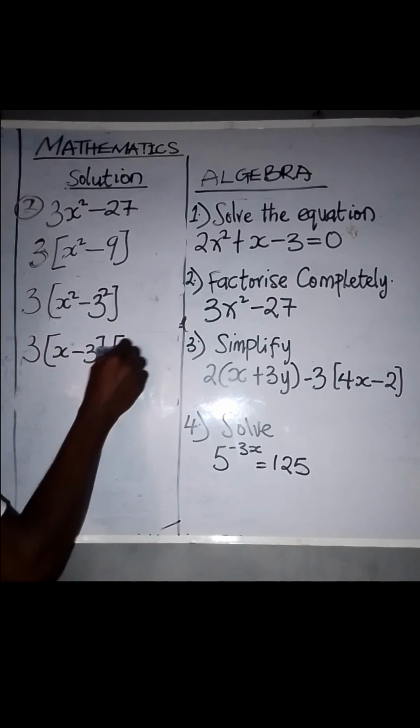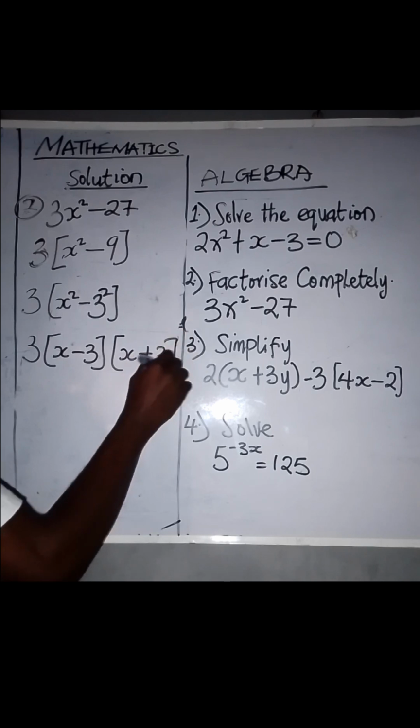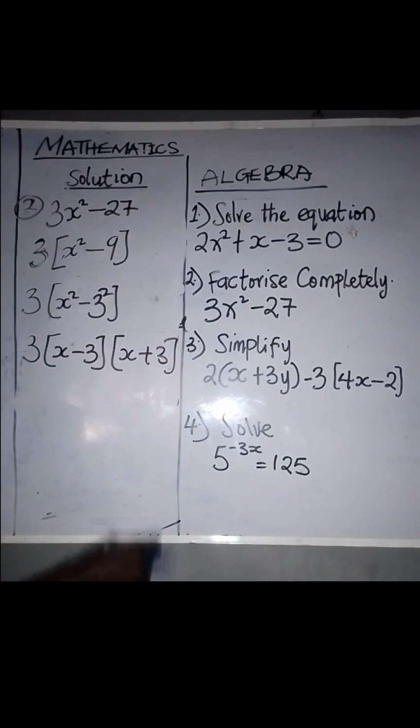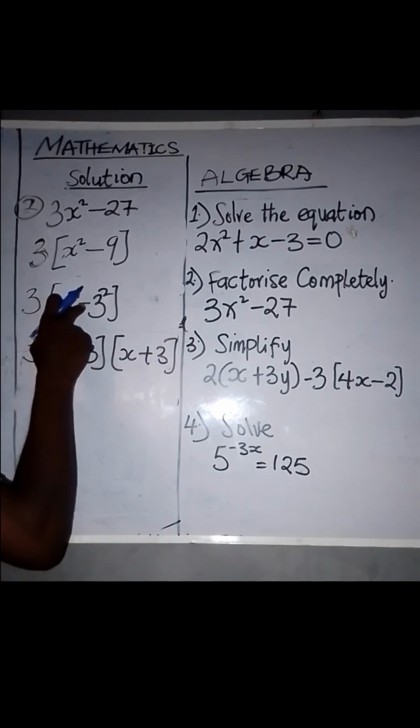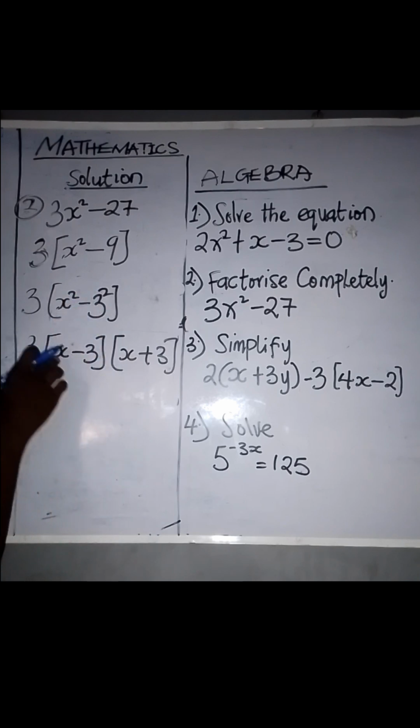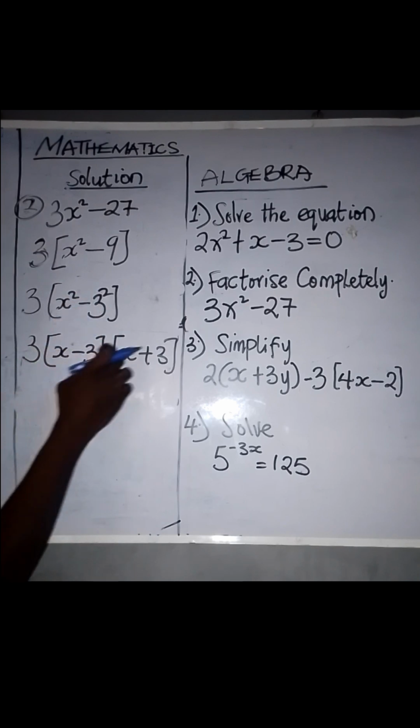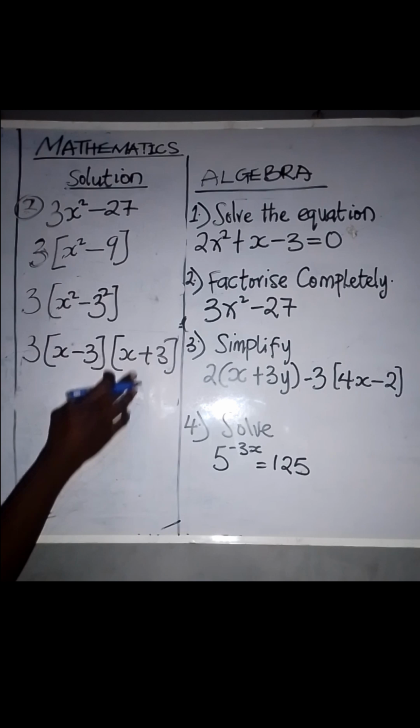Then we also have x plus 3. That is the quadratic formula I gave you. I said when you have x squared minus maybe b squared, it becomes x minus b, then x plus b. So this is the answer.